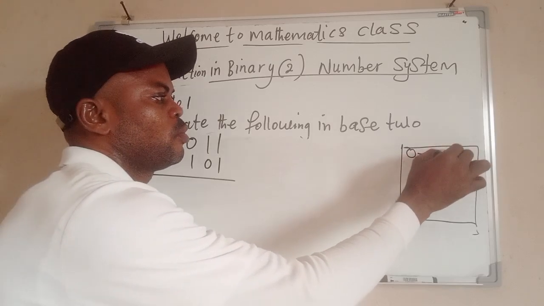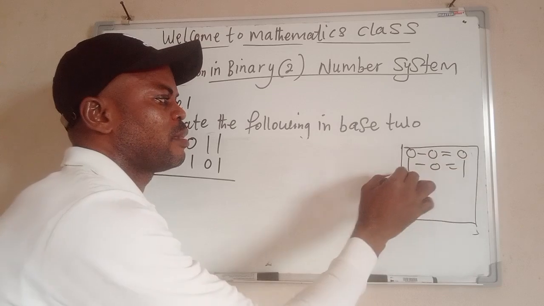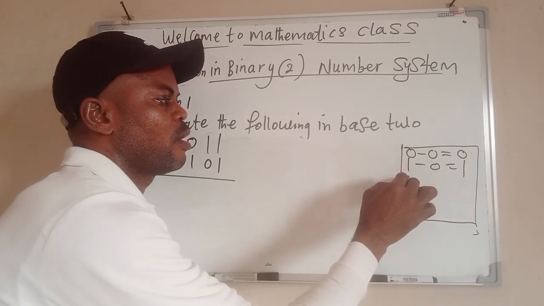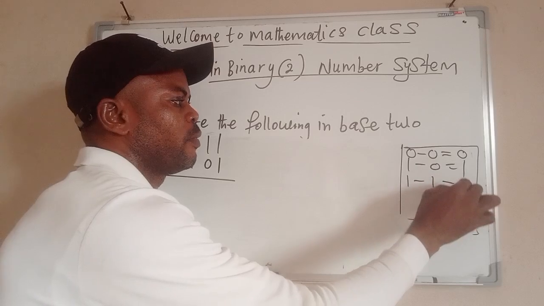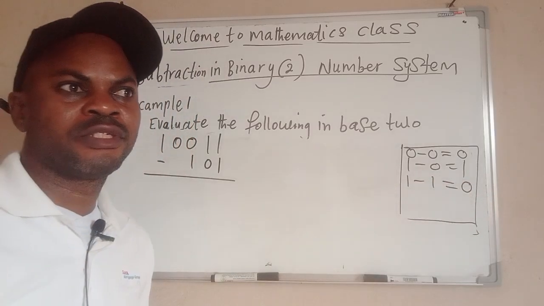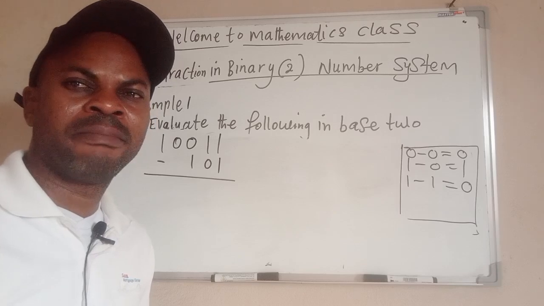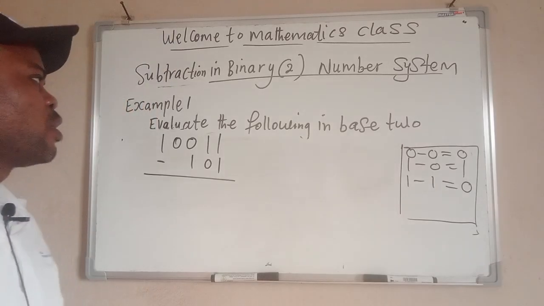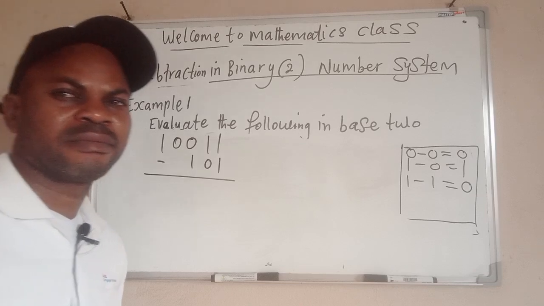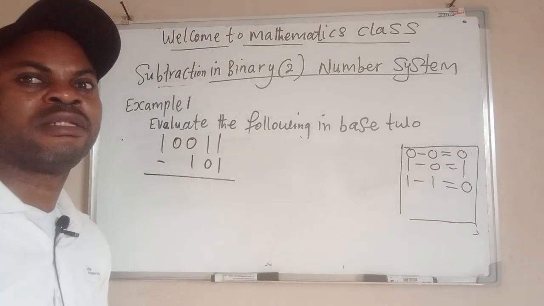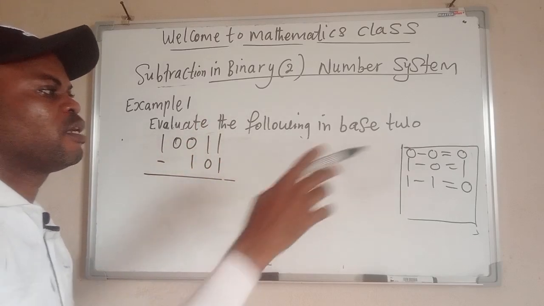That 0 minus 0 will give you 0, that 1 minus 0 will give you 1, and then you have something like 1 minus 1 gives you 0. To me, it's not really necessary if you are able to grab the concept I'm about to explain. So now the first question says, evaluate the following in base 2. You're subtracting. The subtracting is not as difficult. If you follow this routine, you're going to see that 1 minus 1 gives you 0.